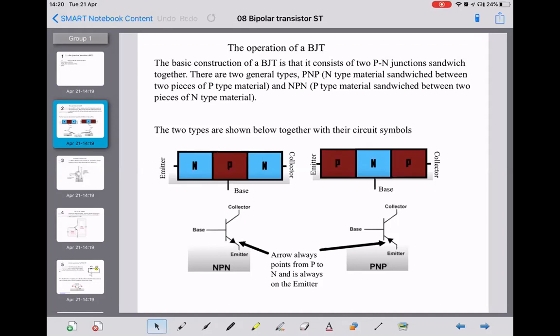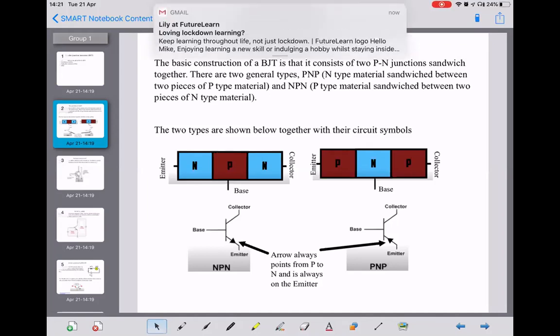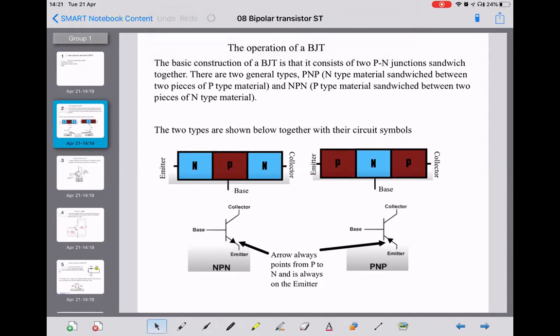Now, these things have got three terminals. If we look at the NPN type, because that's what I'm going to major on and just touch on PNP, you've got the emitter terminal as one of the N type pieces. The other N type is called the collector, and then the P type material in the middle is called the base. You've got a similar action for the PNP, except the emitter and collector are connected to P-type material with N-type base in the middle.